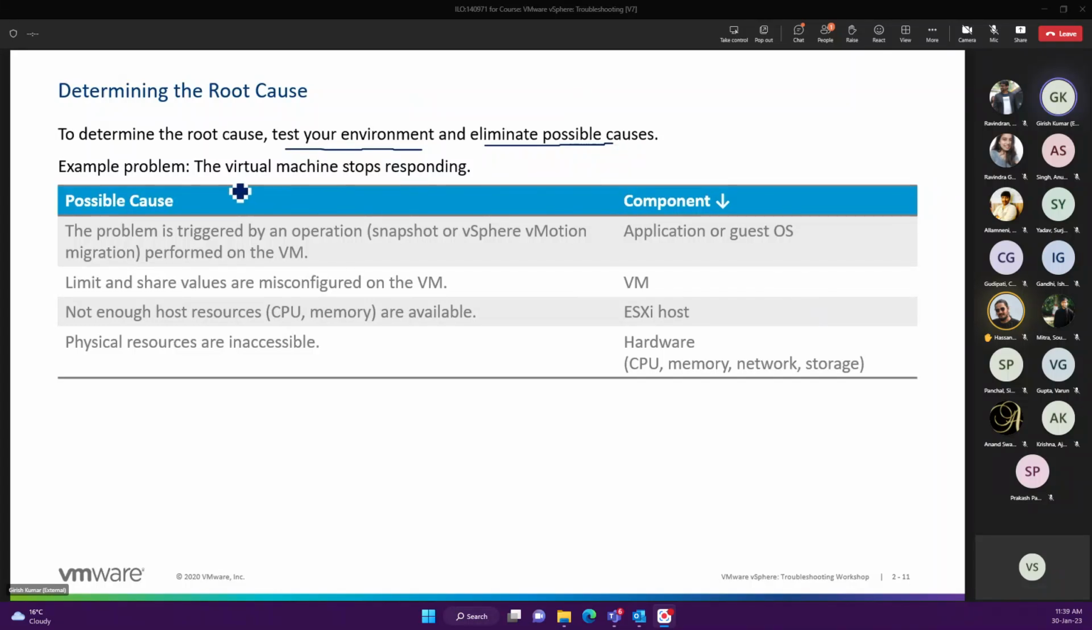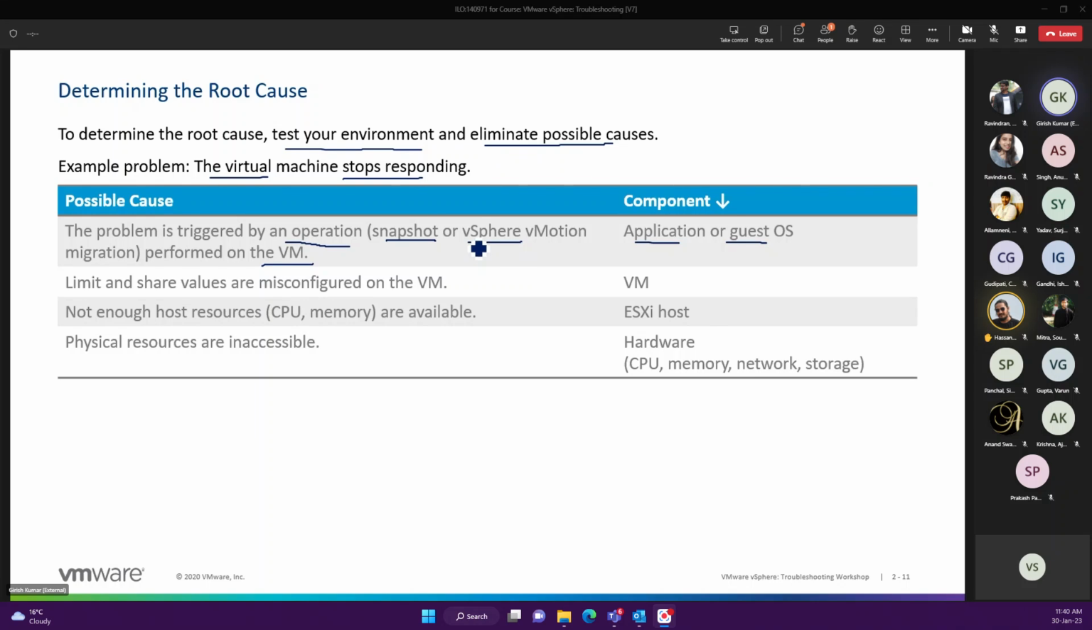Some example we can see: the virtual machine stopped responding. So possible causes, the problem is triggered by an operation, such as at the VM level some snapshot action going on, or some migrations, live migrations going on, bulk migrations going on at the VM levels. So small lags we can see in performance in the application or guest operating system when you're doing these kinds of activities. So that's my recommendation. If it is not required, we can do this in business off hours.